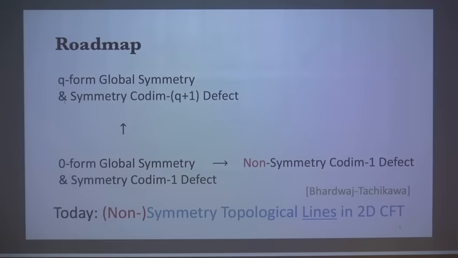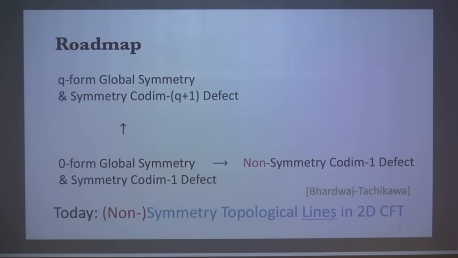These constraints are typically more useful in higher than 2 dimensions, where the higher form global symmetries become more non-trivial. Today, we would like to take an orthogonal direction. This viewpoint was also advocated in a paper by Laksha and Yuji. We will stick to 2 dimensions, 1 plus 1 space-time dimensions, but we will focus on the non-symmetry codimension 1 topological defect and see how they can be used to constrain the dynamics of quantum field theory.